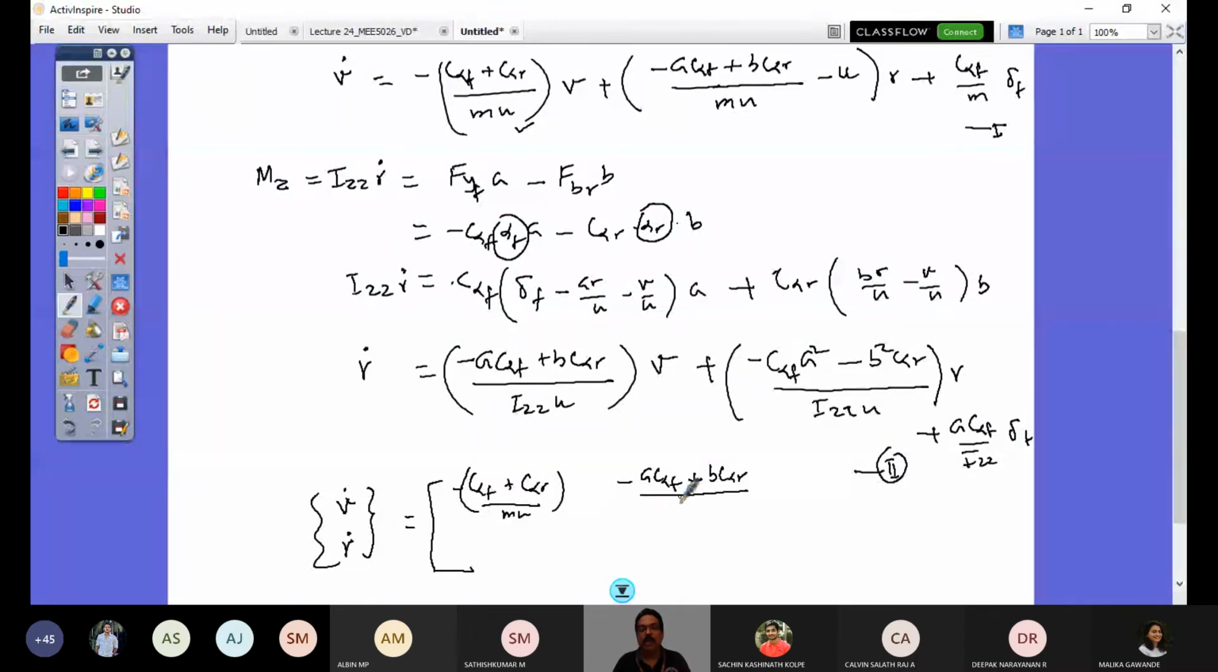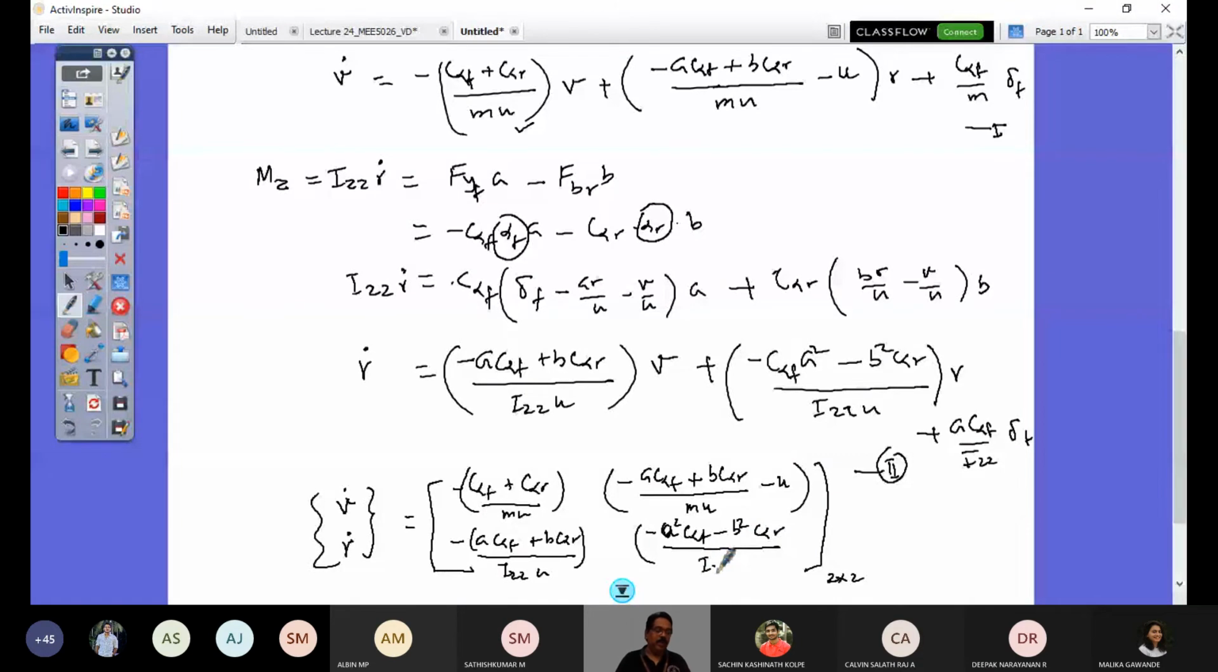So the first row is written; for the second row I should look at this: minus (A C alpha F plus B C alpha R) by I Z U, and here minus (A squared C alpha F minus B squared C alpha R) by I Z U. And you see that I'm going to multiply this matrix by a vector which has two parameters. One is lateral velocity, another one is yaw velocity.